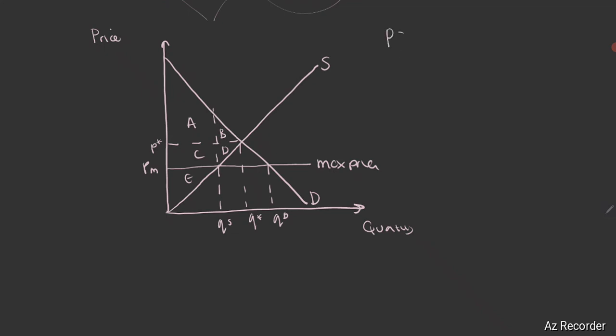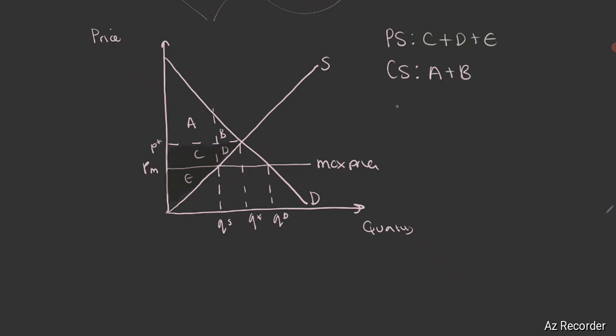So if we examine the welfare implications of this maximum price, we have the producer surplus, which before the maximum price was imposed is always the part above the supply curve and below the equilibrium line. So we have C plus D plus E. And then we've got the consumer surplus, which is the part above the equilibrium line and below the demand curve, which is A add B.